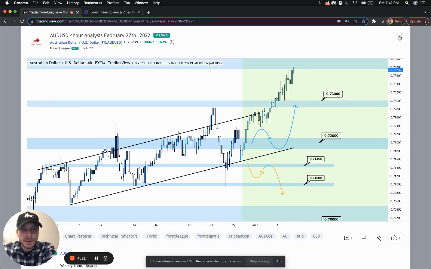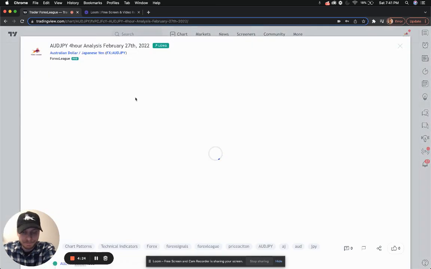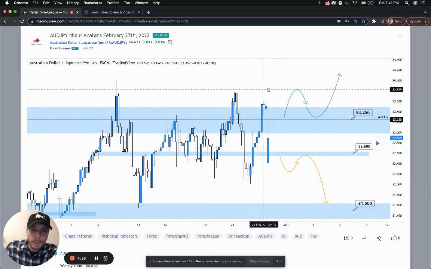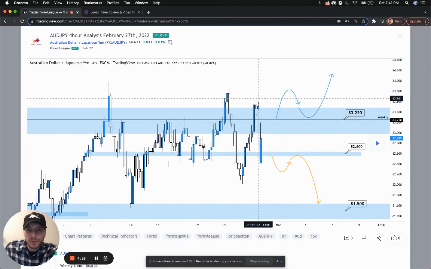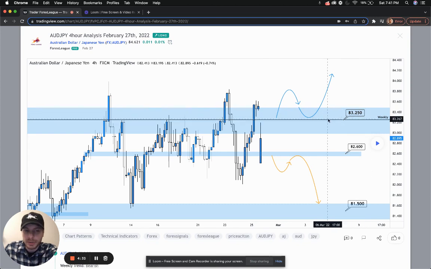Okay, so that's AU. Kind of just took off and kept running. Okay, let's look at AJ now. So this one is similar. Overall, in the higher time frames, we're pretty bullish, pushing into this weekly resistance at 83.25.